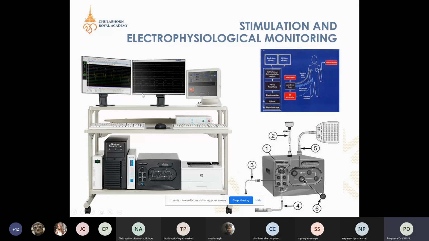Okay, this is an example of an EP workstation from Boston, whose name is BARD, B-A-R-D. The BARD workstation, you see this amplifier. Okay, let's start from the diagram again to make it more clear.